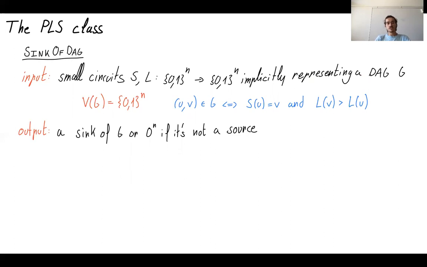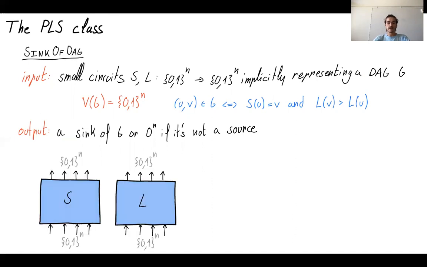And now a solution is any sink in this implicit graph G, or the all zero string if it's not a source. This is just to make the problem total, right? And to avoid the problem where the graph has no edges at all. So pictorially, here is the deal.